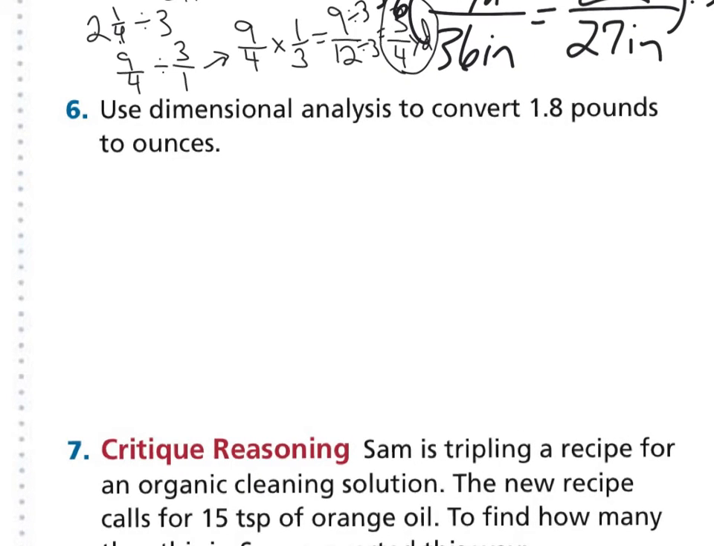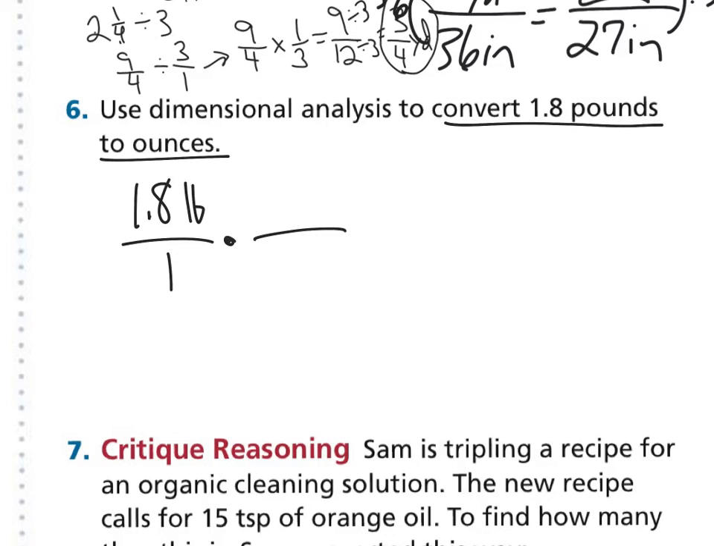Number 6, it says use dimensional analysis to convert 1.8 pounds to ounces. I'll go ahead and mention the dimensional analysis, but I'm not going to make you do these problems a certain way at this point. So 1.8 pounds, you can put that over 1. With dimensional analysis, what we're trying to do is get the same units in opposite parts of the fraction. So since pounds is in the numerator, we need to put it in the denominator to get it to cancel when we multiply. And our conversion is 1 pound is 16 ounces.